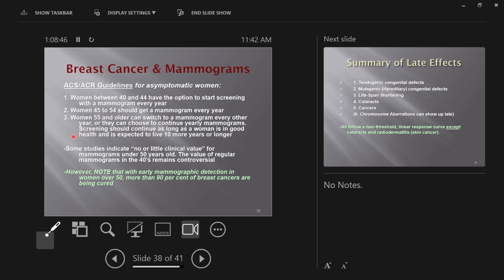So these are current recommendations, with the caveat that some studies indicate that there is little or no clinical value for mammograms under 50 years of age. So you may hear some material say that it is really not necessary to get a mammogram if you're under 50, but the current guidelines recommend having the option to start them at age 40. So it's a little up in the air, between 40 and 50 though.